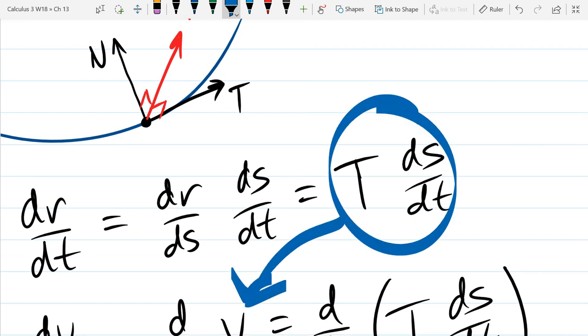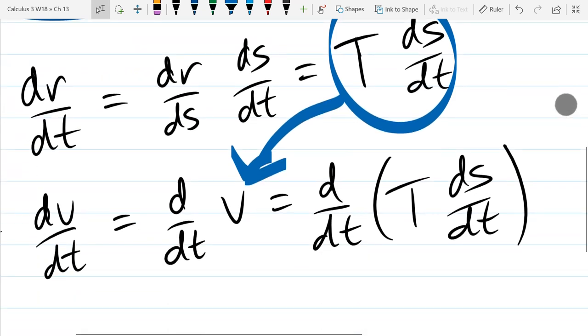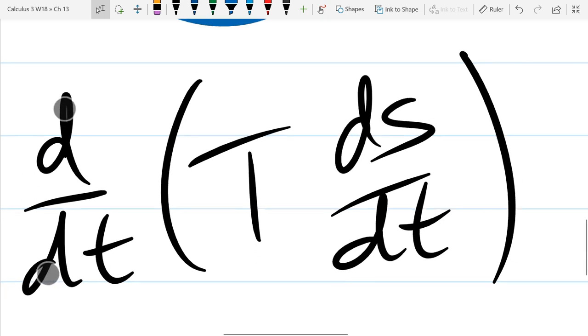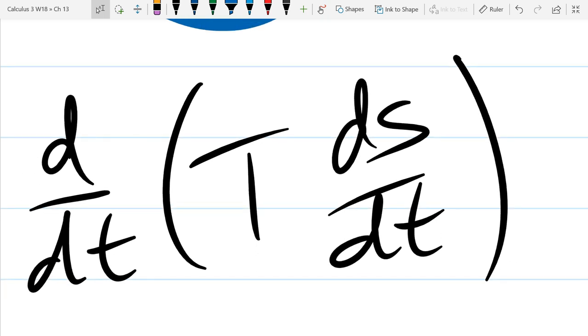So we have a vector times a scalar. Does it make sense to use a dot product or a cross product to describe this product? Not at all. That's just a scalar product right there. So we move down, we have the same exact thing, T scalar product with ds/dt. But now we're about to take a derivative. So all we're really doing is taking the derivative of a vector.